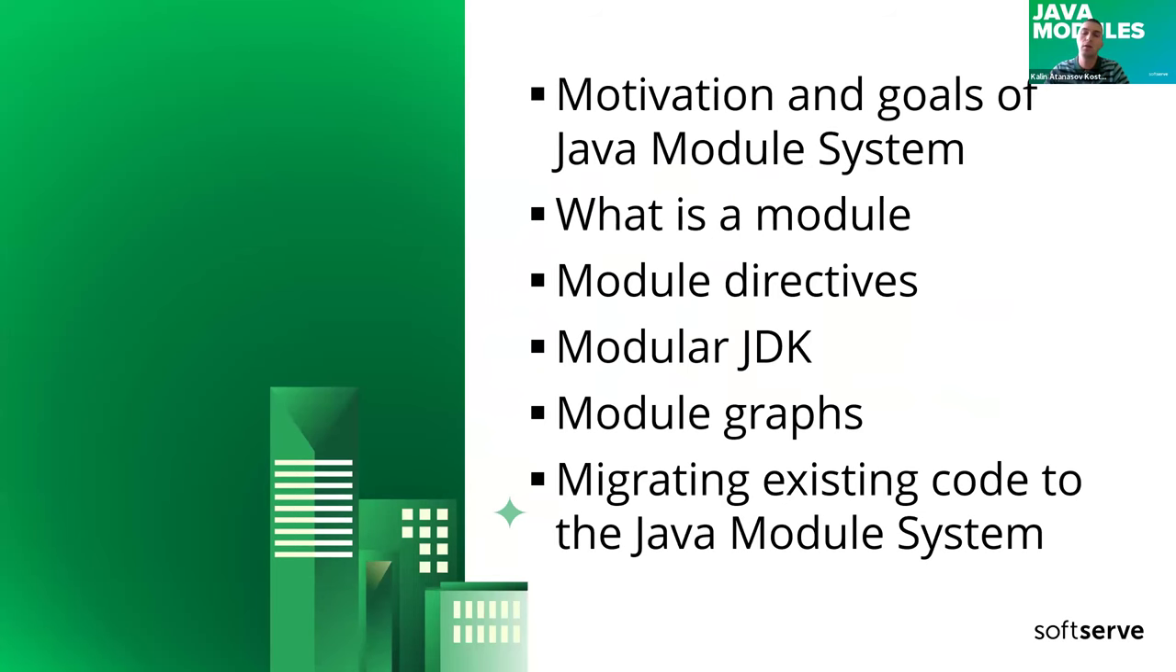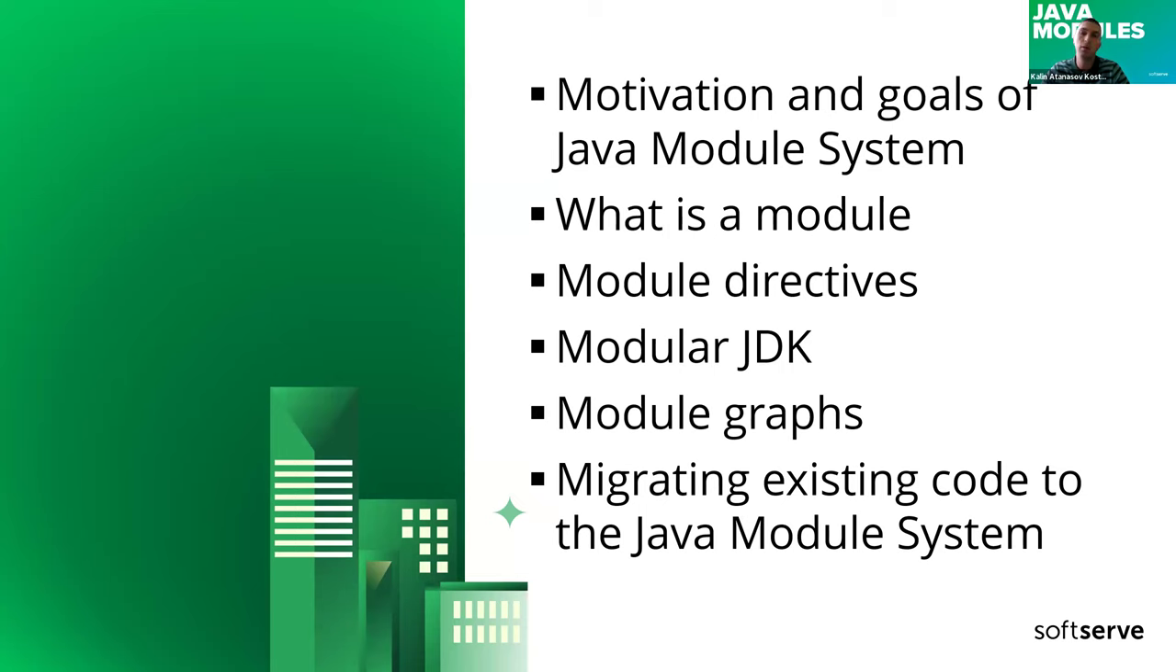We're going to look at what initially motivated the need for the Java module system. It was presented initially in Java 9. It was actually planned for Java 8, but it was delayed some time because it took the Oracle team really longer time than anticipated to release it.